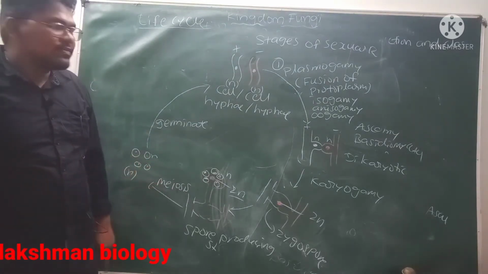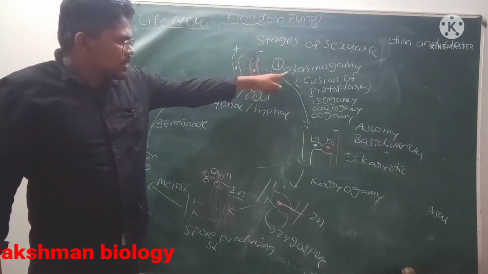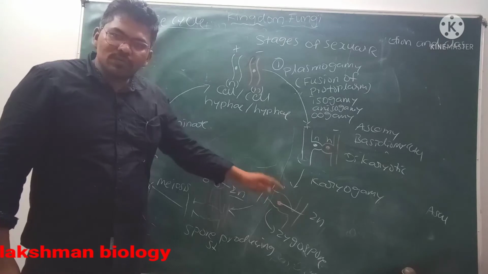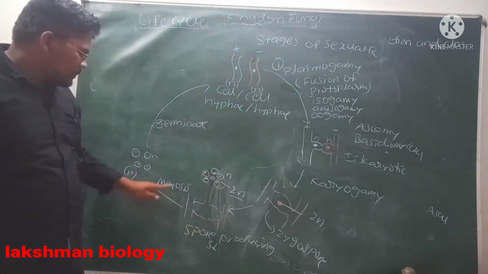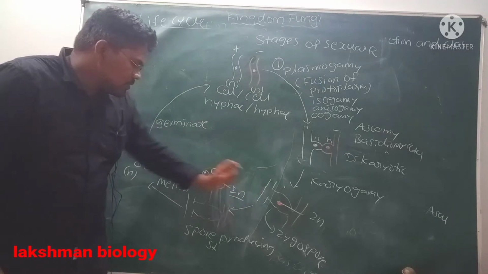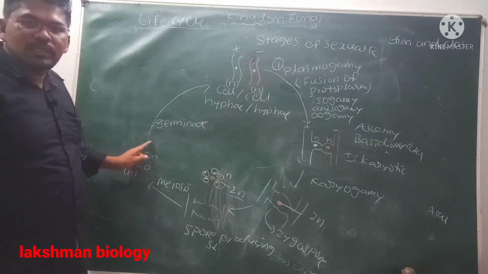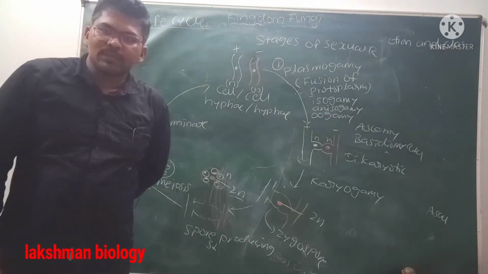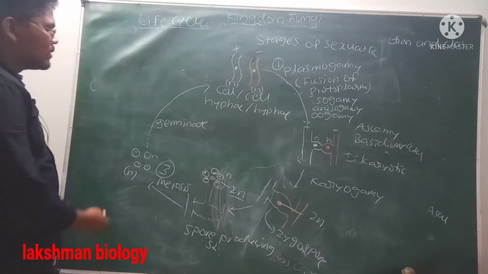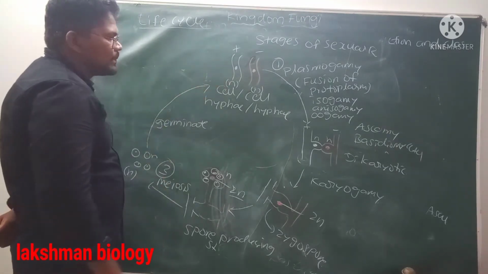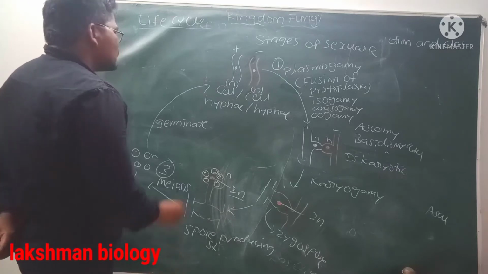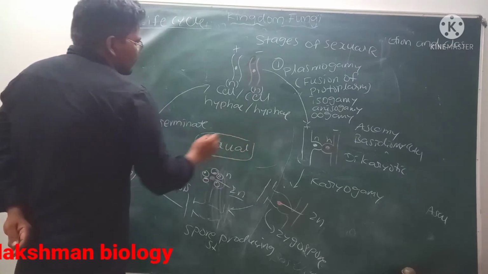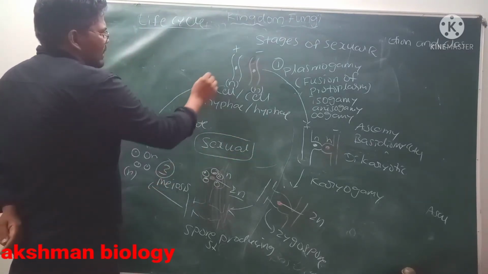Actually, the main stages of sexual reproduction are: number 1 is plasmogamy, meaning fusion of protoplasms. Then number 2 is karyogamy, meaning fusion of nuclei. Next, number 3 is meiosis. Meiosis of the zygote leads to the formation of spores. Those are the three stages. Meiosis in the zygote leads to the formation of spores, and those spores again become new fungi. That is the sexual life cycle. But if you see the asexual life cycle, in which what happens?